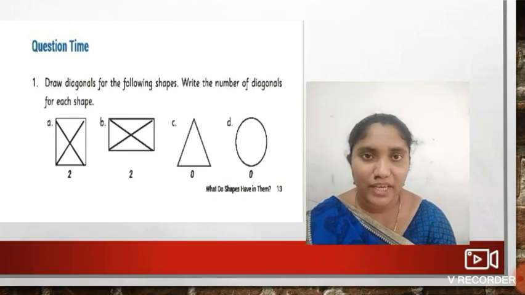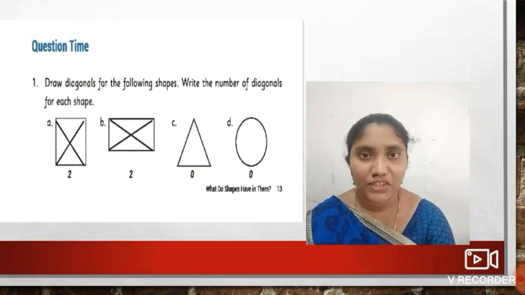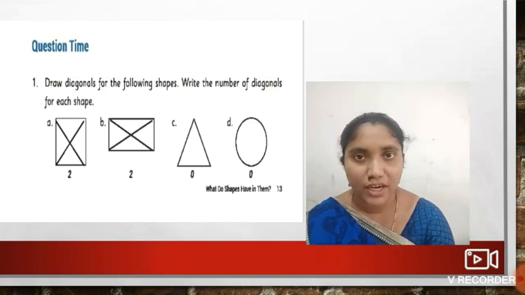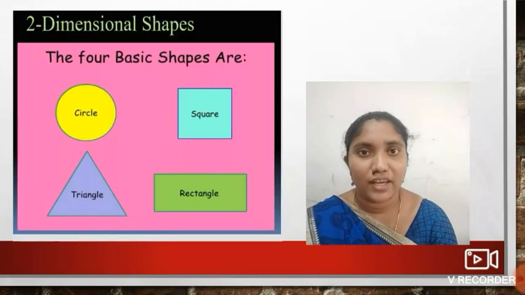Let me explain today's home task. Children, draw 3D shapes in your MHW and write whether the shape can slide, can roll and it can do both. Okay children, hope you all understand the home task.